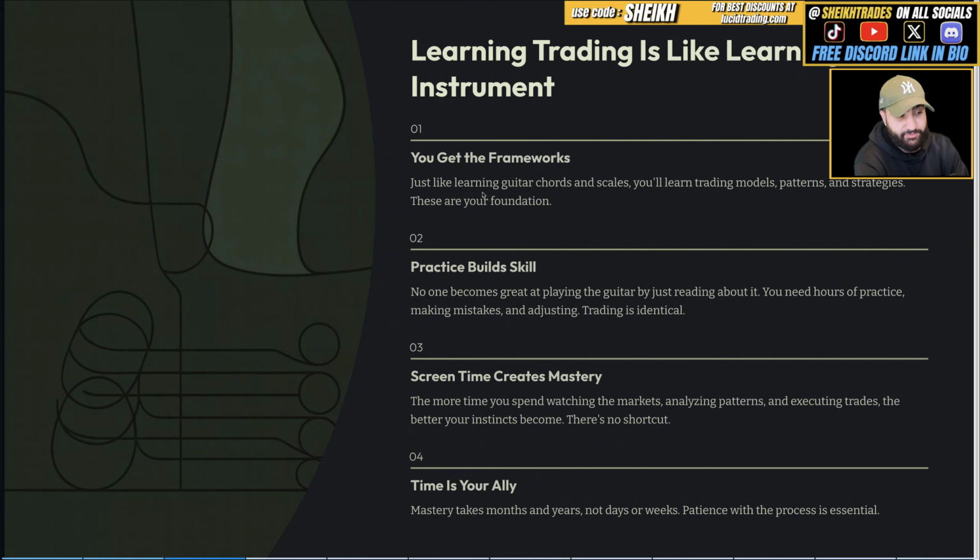So practice builds skills. No one becomes great at playing the guitar or anything in life by just reading a book about it. You need hours of practice, and hours of practice equate to screen time. You need to make mistakes. Within those mistakes, you adjust, you learn from them. What do I do next time to avoid those mistakes? Trading is identical to learning how to play any instrument or learning any new skill. Screen time creates mastery. The more time you spend watching the markets, analyzing patterns, and executing trades, the better your instincts become.